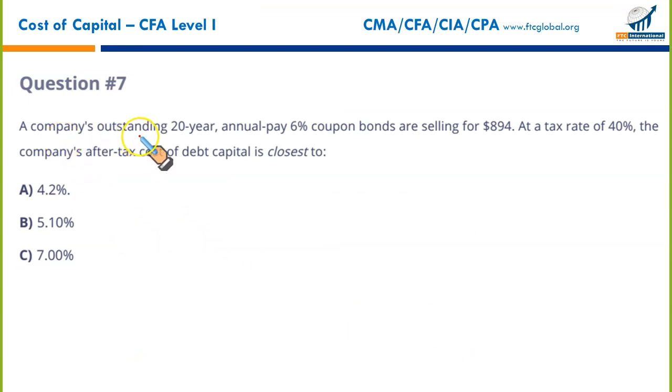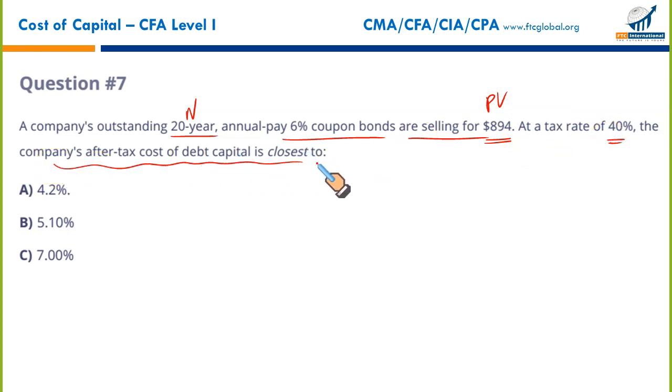A company's outstanding 20-year annual-pay bond has a 6% coupon. The 6% coupon bonds are selling for $894. This is the current market price, PV. At a tax rate of 40%, the company's after-tax cost of debt is closest to? We need to calculate the yield after tax. How do we do it?